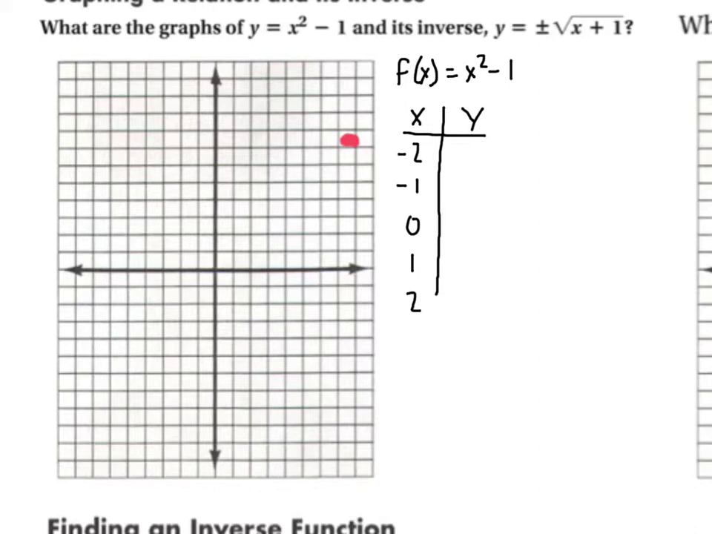So, looking at those points, now we just plug them into our equation. So what is -2 squared? 4. 4 minus 1. 3. What's -1 squared? 1 minus 1. 0 squared. 0 minus 1. 1 squared. Minus 1. 2 squared. Minus 4 minus 1. All right, so we have those points. Plot those points, please.